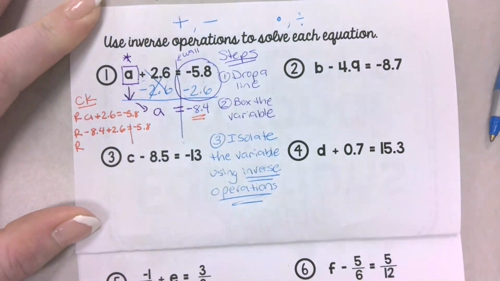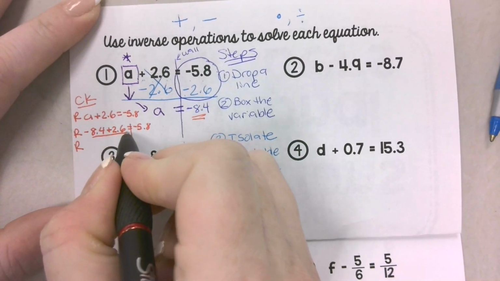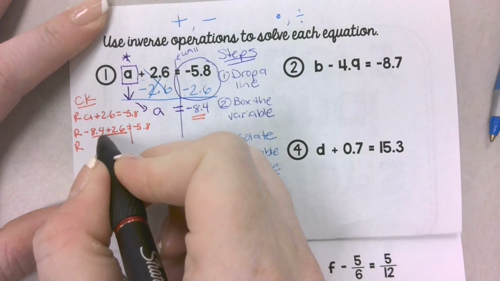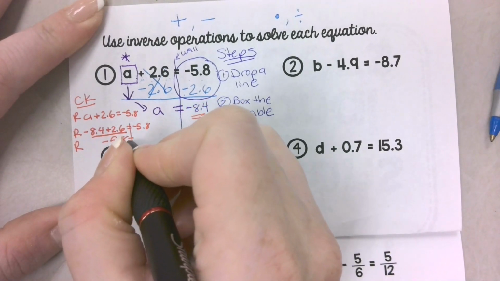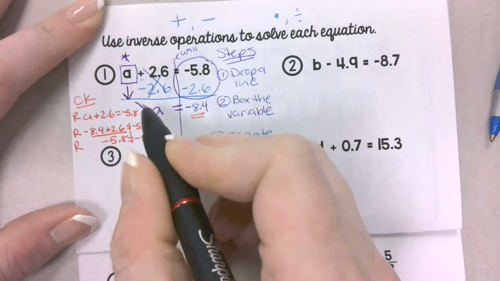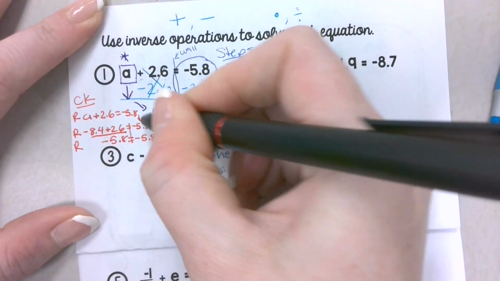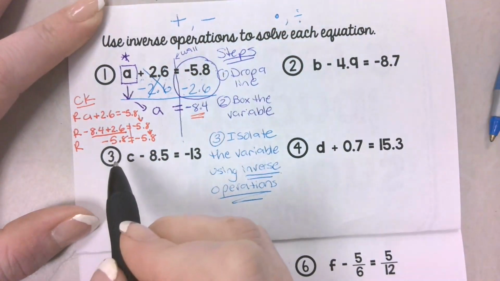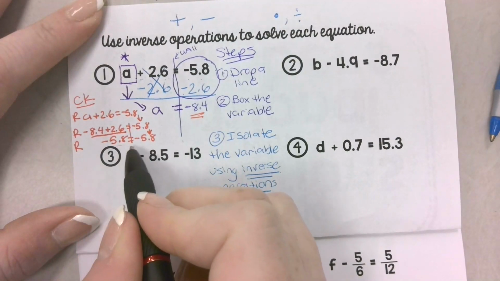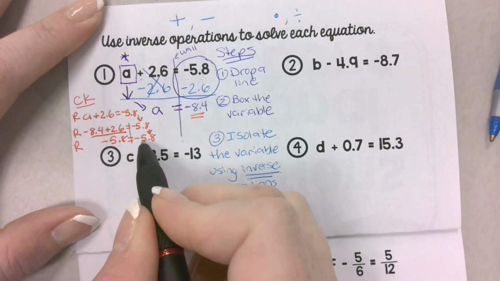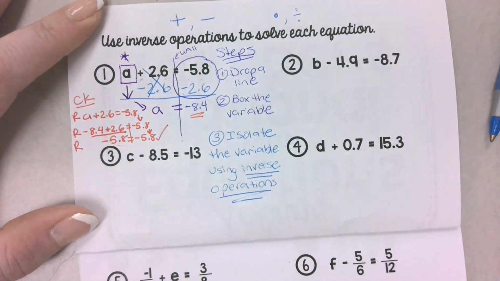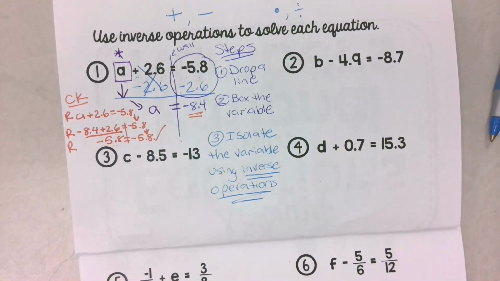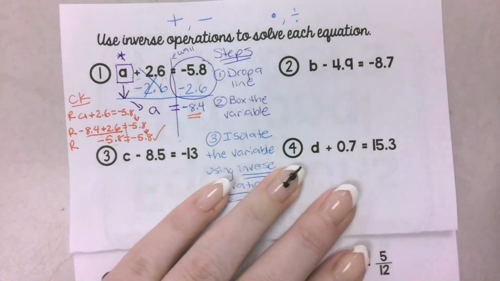Now I need to recalculate, but I'm not going to do anything side to side. I'm just going to do this. Negative 8.4 plus 2.6 gives me negative 5.8 equals negative 5.8. See how this one just carries down throughout? Then at the end, you want to say, okay, is this a true statement? Is negative 5.8 equal to negative 5.8? Well, yep, that's true. So that means you did it right. Now let's continue and solve the rest.